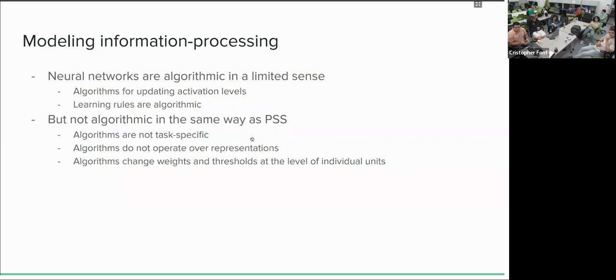Neural networks are, as I just mentioned, algorithmic, but in a limited sense. We have algorithms for updating their activation levels. Their learning rules are algorithmic, but they're not algorithmic in the same way that a Boolean function is algorithmic or any other kind of symbolic system. I'm sure Hinton could talk some more about that.